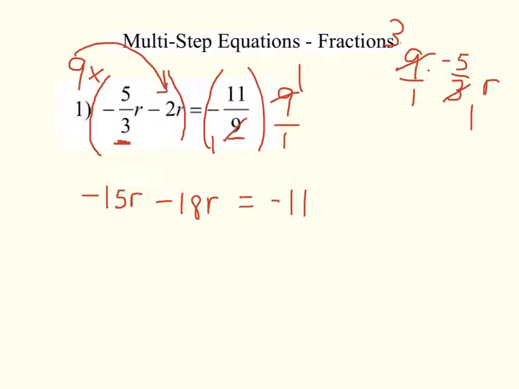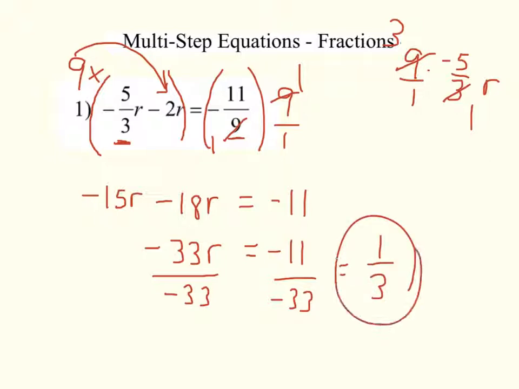So now I'm going to combine like terms, and I have these two that are alike. So I will add them together, negative 15r plus a negative 18r makes negative 33r, equals a negative 11. Now I divide by the negative 33, and I get a positive 1/3. So the answer to my equation is 1/3. And I'm not going to go back and check it. Alright, let's go to another problem.